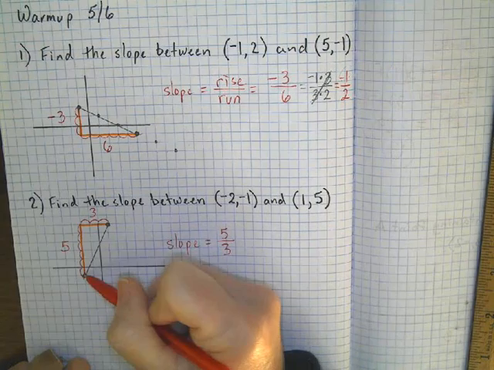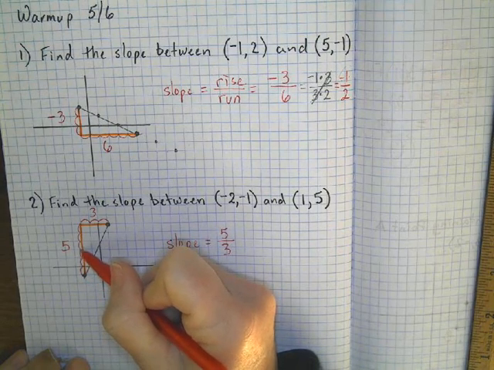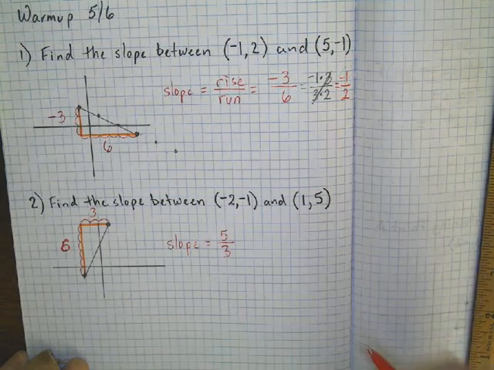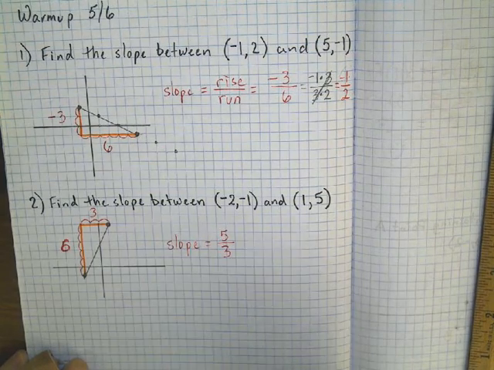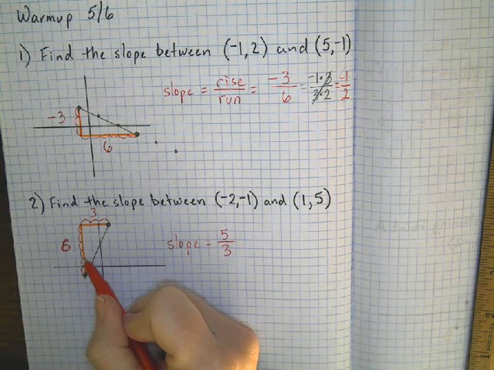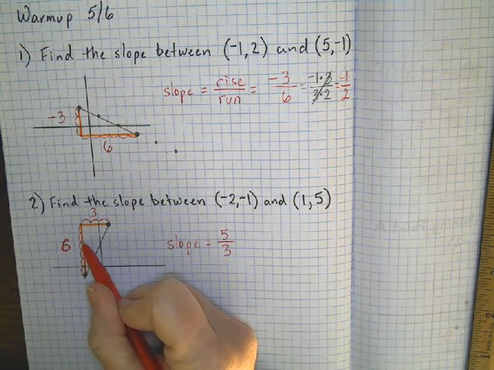Wait, did I count that right? 1, 2, 3, 4, 5, 6. Oh my gosh, that was a 6. Why did I put a 5? That's a 6. Did you see me counting badly? I need to double check my work. 1, 2, 3, 4, 5, 6.